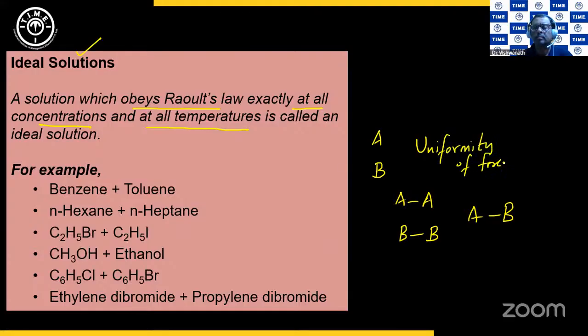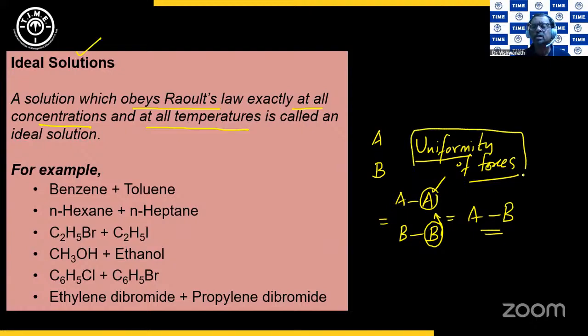The forces are all uniform. So it is as if I remove this A and replace it with B and make AB, there is no difference. A doesn't find any discomfort when a neighboring A is being replaced by B. It doesn't find any difference because all the forces are the same. So whether it is A interacting with A or A interacting with B or B interacting with B or B interacting with A, there is no difference. So uniformity of forces is what makes an ideal solution.